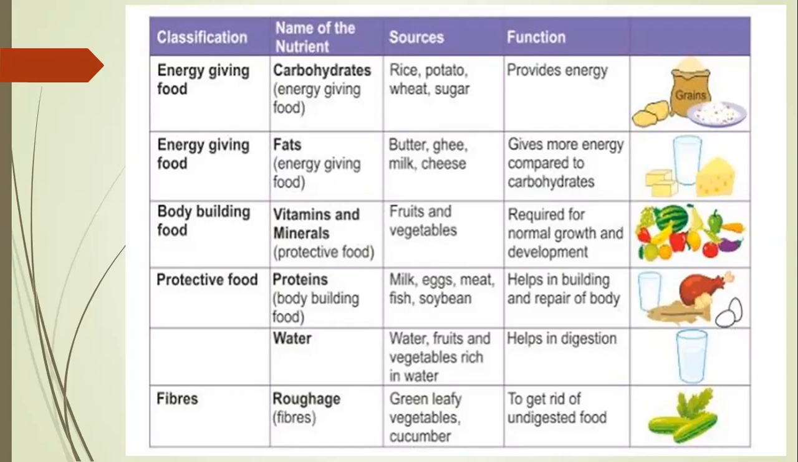Not least, there are two more important nutrients, that is water and roughage. Roughage is also called fibers. It is called the dietary fibers. Example of water sources are fruits and vegetables, which are rich in water, and it helps in digestion. Then next come to the fibers. Fibers are present in green leafy vegetables, cucumbers, and the function of this is to get rid of the undigested food.